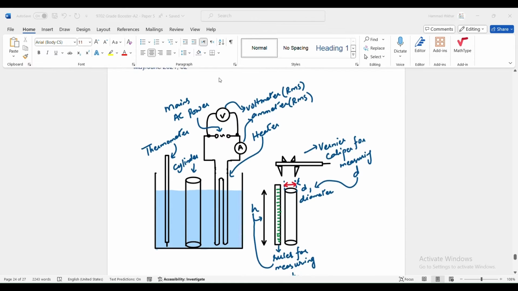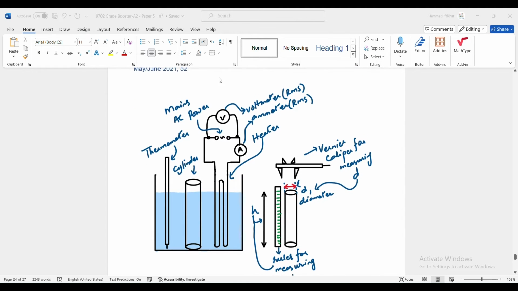So this is the setup that I am using, and this is the diagram that I have drawn. As before, your diagram could be different. It could have fewer things over here, but I've just drawn it to illustrate everything I can. So for the measurement of temperature, we are using a thermometer.